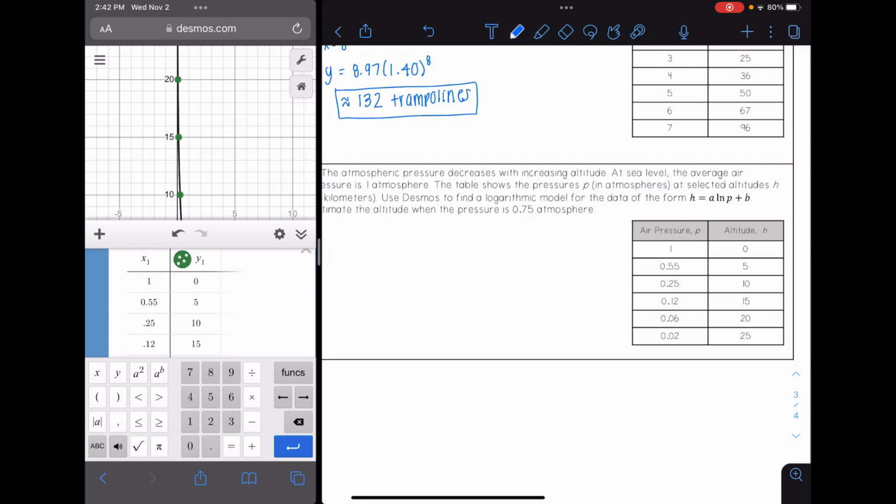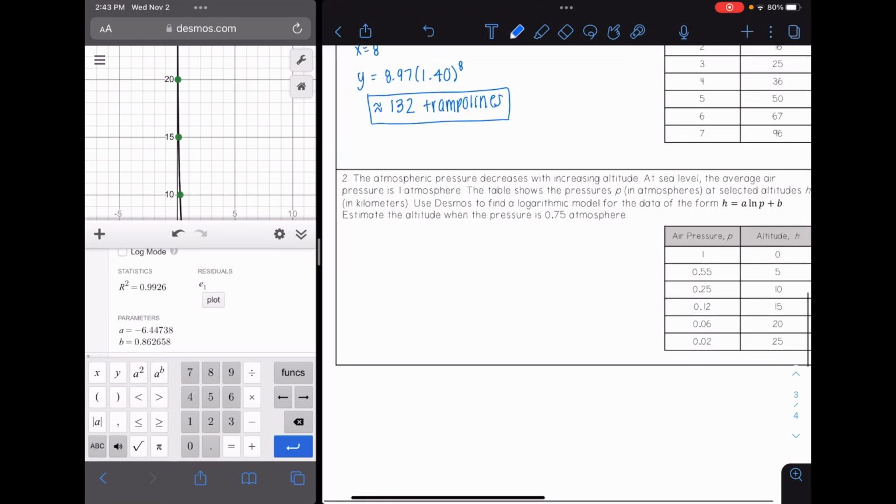Okay, so I have my table entered here. And when I come down here, I see my model, and it tells me that a is negative 6.45 and b is 0.86, and I round it. And so going over here to write my function, that means that H is equal to a, which is negative 6.45, natural log of P, plus b, which is 0.86.